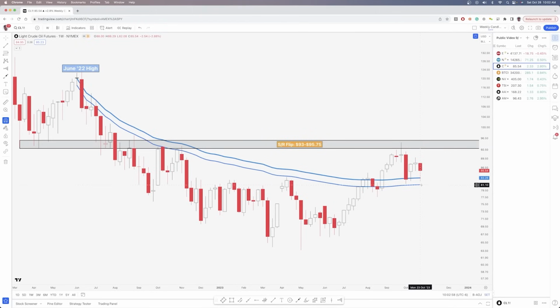The lower VWAP zone is probably not going to change too much. Notice it's flattening out, but for now it is right around 81. If you want to give yourself a range, 81 to 81.25.